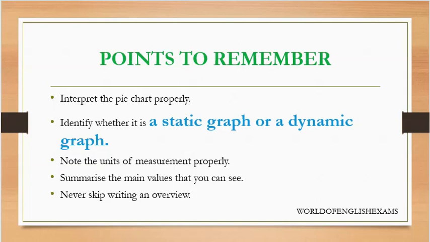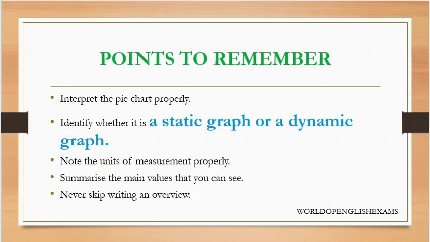Then the second point is very important. You need to identify whether the given graph is a static one or a dynamic one. Now what is meant by static and what is meant by dynamic? Static means it is steady, which means that you will see the data pertaining to one single year. For example, the sales of a motorcycle in the year 2008. You can see that the year is the same, so we are not progressing from one year to another. That is called a static graph.